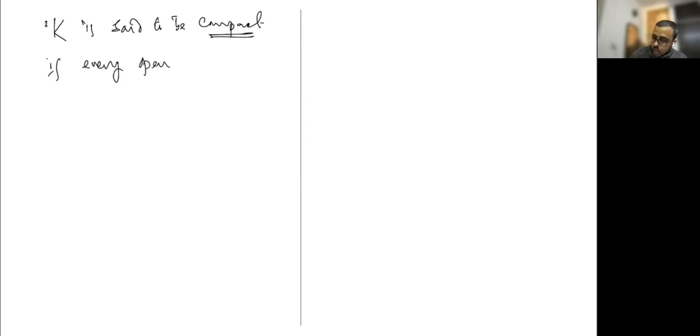So what is a compact set? K is said to be compact if every open cover for K has a finite subcover.